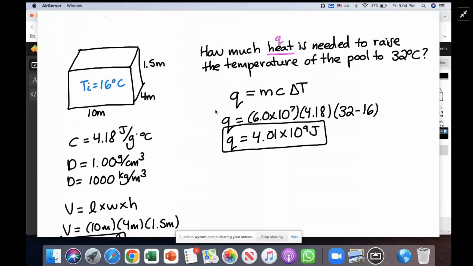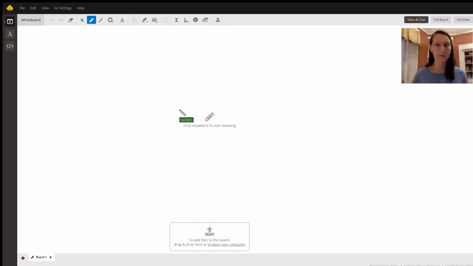So, is this a reasonable value? Yes, I would expect quite a bit of energy needed to heat a pool, especially to double its temperature. So this definitely seems reasonable to me. All right, so that is how we find the amount of heat needed to raise the temperature of a pool. Hope you enjoyed this. I hope to see you in class, and have a great day.